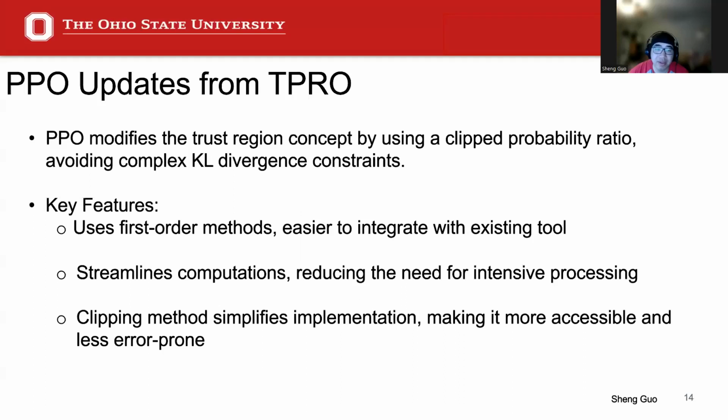Instead of using complex KL divergence constraints, people introduced the clipped probability ratio. This clip stops the computer from changing its strategy too much. So PPO offers several key advantages. First, unlike TRPO, which involves second-order optimization methods, PPO only uses first-order optimization, which makes it computationally less intensive. Second, PPO reduces the computation overhead compared to other methods by streamlining computations. Last, PPO uses clipping in the objective function. This clipping method simplifies the implementation and reduces the likelihood of errors.